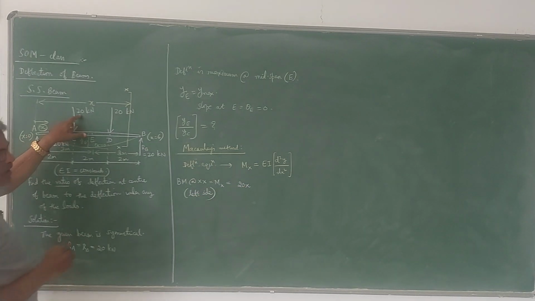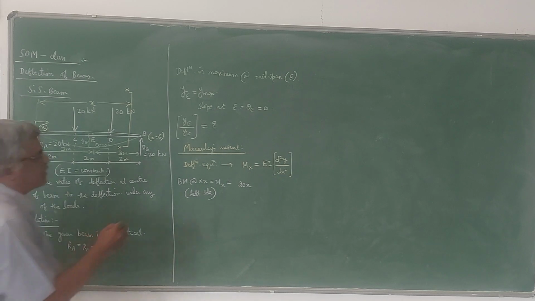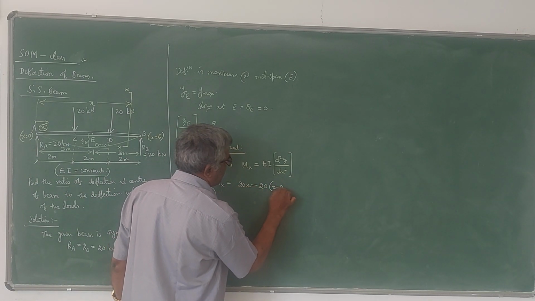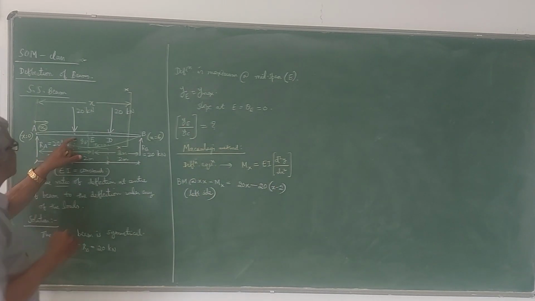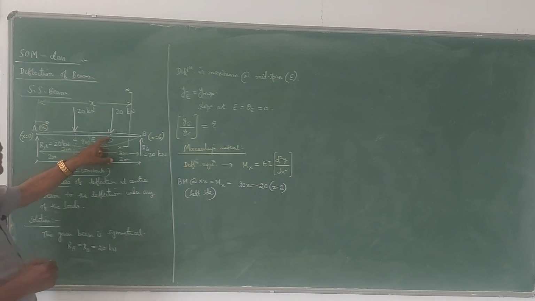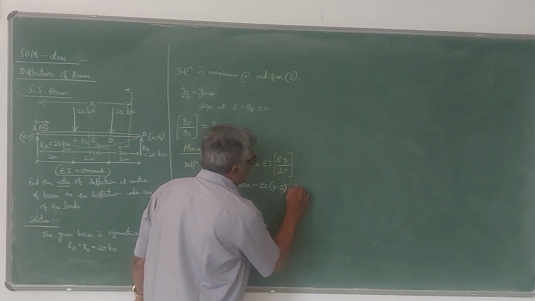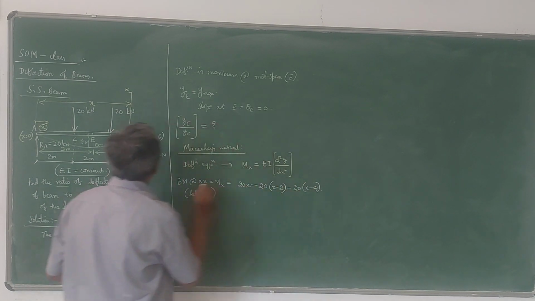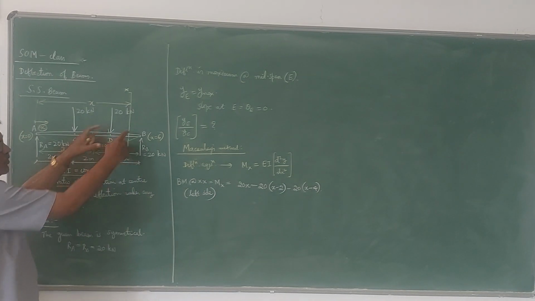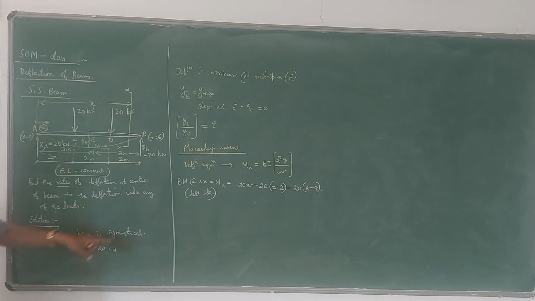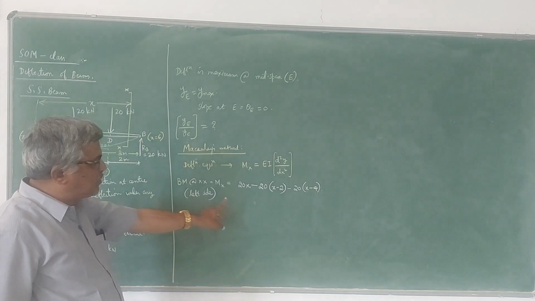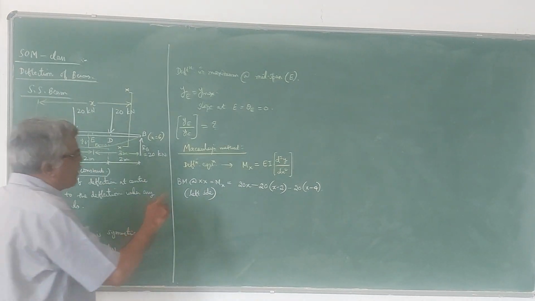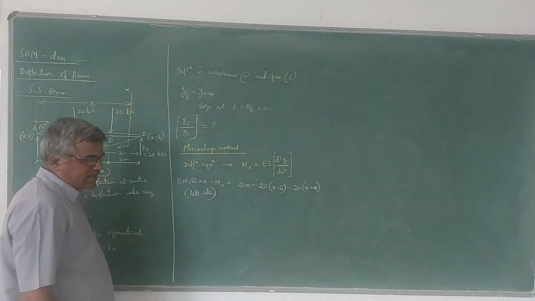Then come to this load, it is downwards, so minus 20. Distance is x minus 2. Distance from xx to this point C is x minus 2. Then this is also negative. Minus 20 into distance x minus 4. So this distance is x minus 4. So this is the bending moment expression. This expression we have to write correctly. If you make a mistake here, further steps will be wrong. So this is the bending moment expression at xx.